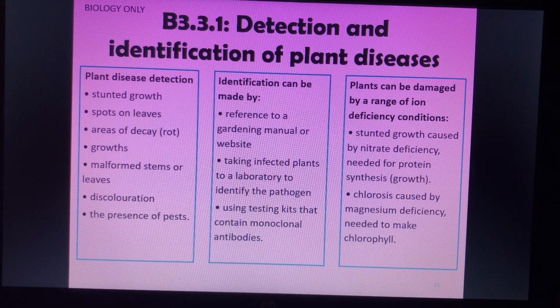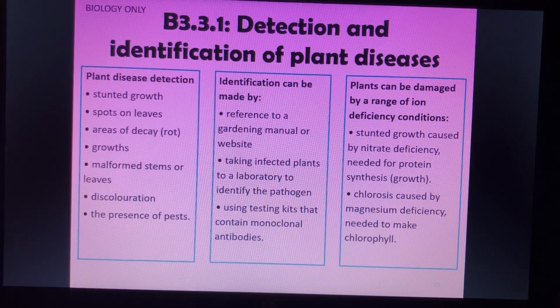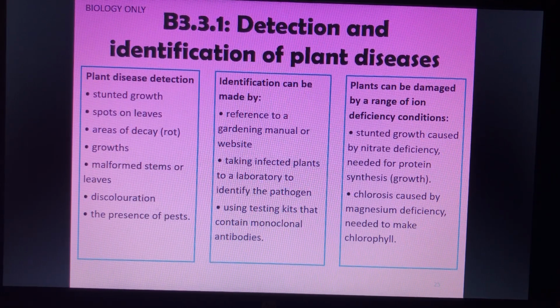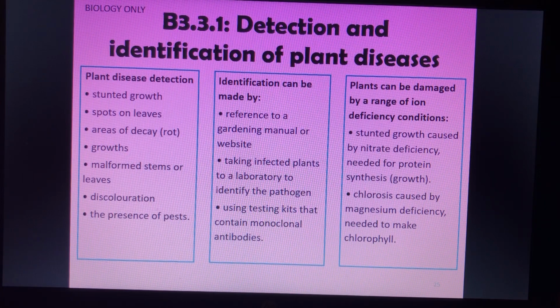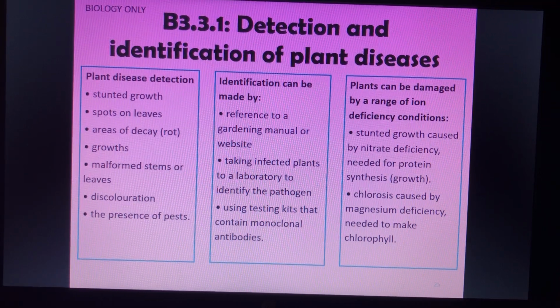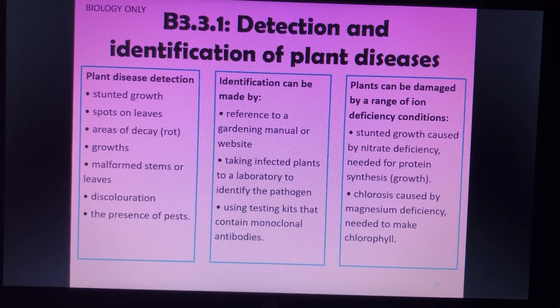We've got this weird bit about plants on the end of the topic, not really that difficult, but they have put it as triple science. So if our plant has a disease, what might we notice? It could have stunted growth, spots on the leaves, growths, discoloration, the presence of pests. How could we identify the plant disease that the plant has got? We could look it up on a website, we could look in a gardening manual, we could take it to a lab where it's identified, and there are monoclonal antibody testing kits that can be used as well.